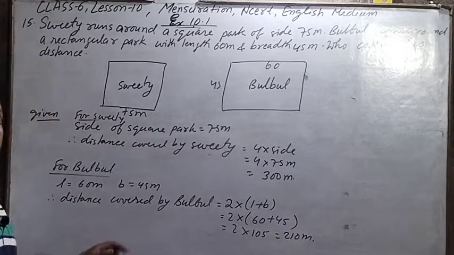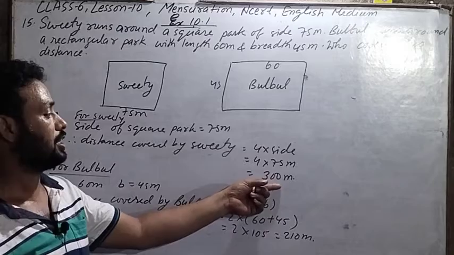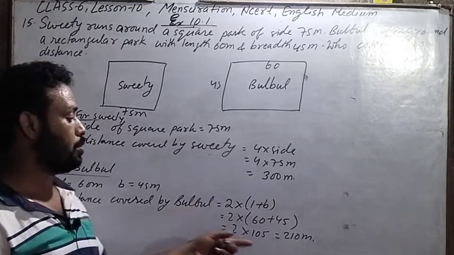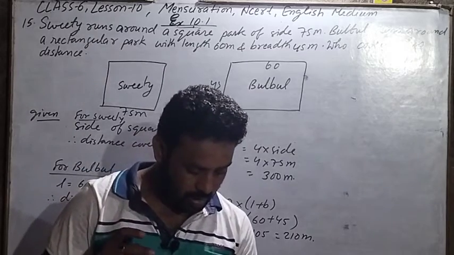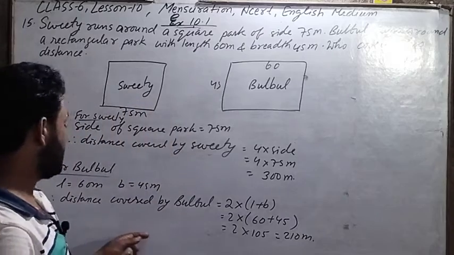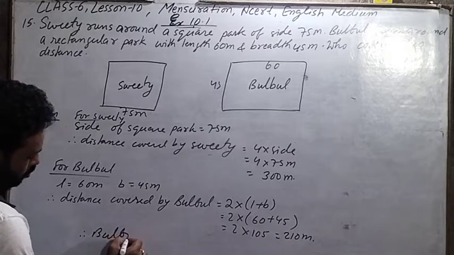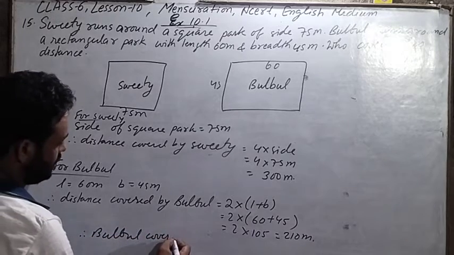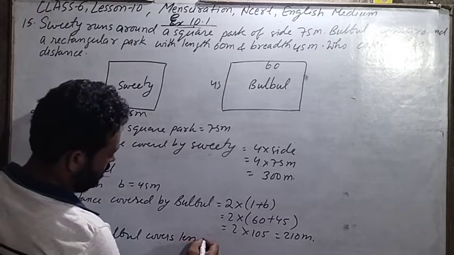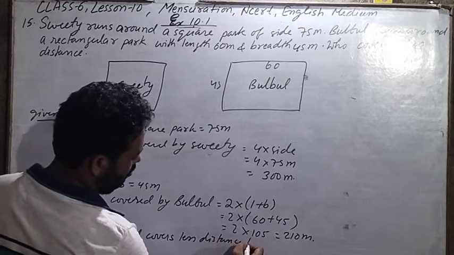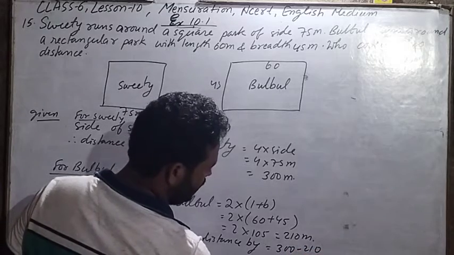So now after finding out the perimeters, you will see that Sweetie's distance covered is 300 meter and distance covered by Bulbul is 210 meter. The question is asking who covers less distance. So we can see that Bulbul covers less distance, therefore you will write Bulbul covers less distance. By how much? By 300 minus 210, that is equal to 90 meter.